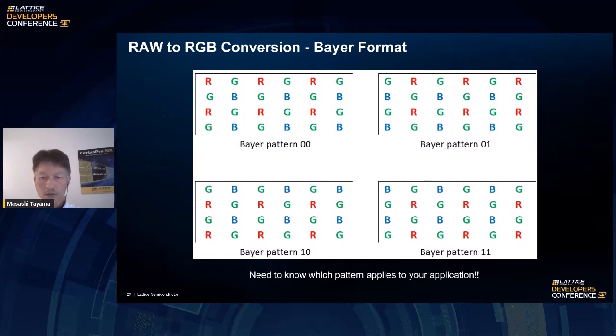Now we need to create all R, G and B pixel data on each pixel location. So we need to know which Bayer pattern your raw data begins with among these 4 patterns.